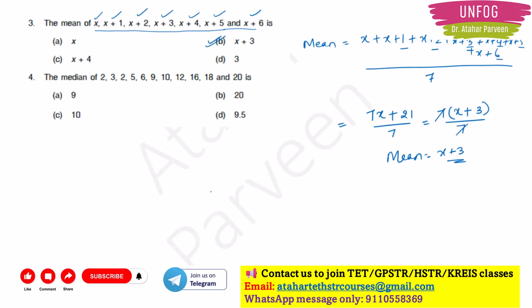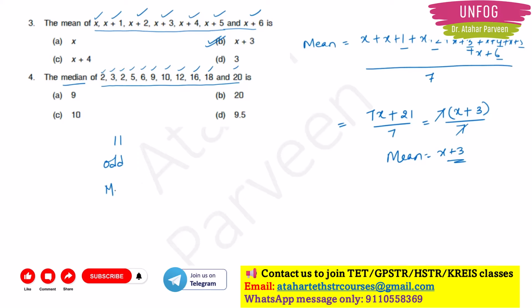Okay, moving on. Next question. Till now we found the mean, right? Now in this question we have to find the median. The median of 2, 3, 5, 6, 9, 10, 12, 16, 18 and 20 is. So to find the median, if you have attended my last class, you will know if the number of observations are even, there is one formula. If the number of observations are odd, there is another formula. Let us see whether these observations are odd or even. 1, 2, 3, 4, 5, 6, 7, 8, 9, 10, 11. So number of observations are 11 and they are odd.